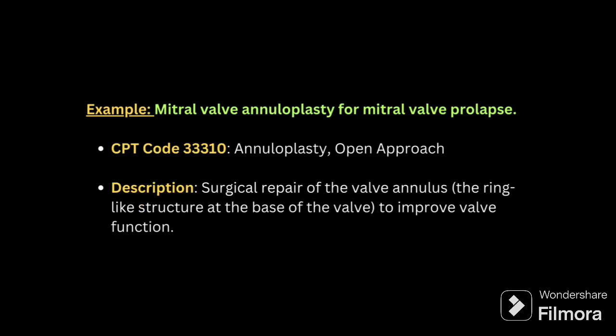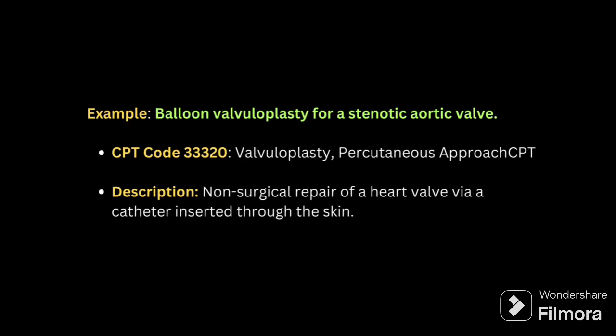Third example, mitral valve annuloplasty for mitral valve prolapse. CPT code we are using here is 33310, annuloplasty. Description of this is surgical repair of the valve annulus, that is a ring-like structure at the base of the valve, to improve valve function. Fourth example is balloon valvuloplasty for a stenotic aortic valve. For this we are coding 33320, valvuloplasty, percutaneous approach. Description of this is non-surgical repair of a heart valve by a catheter inserted through the skin.